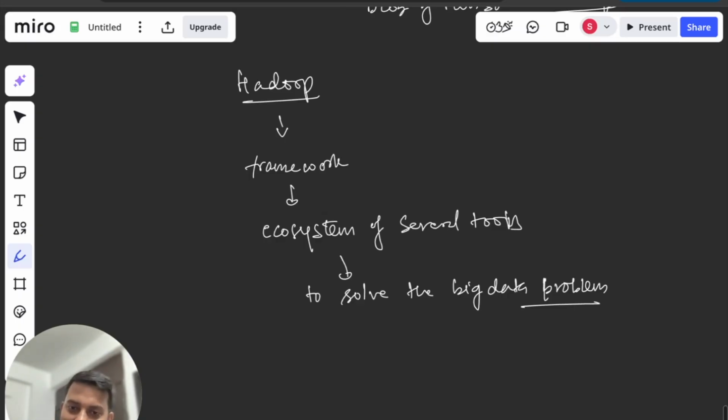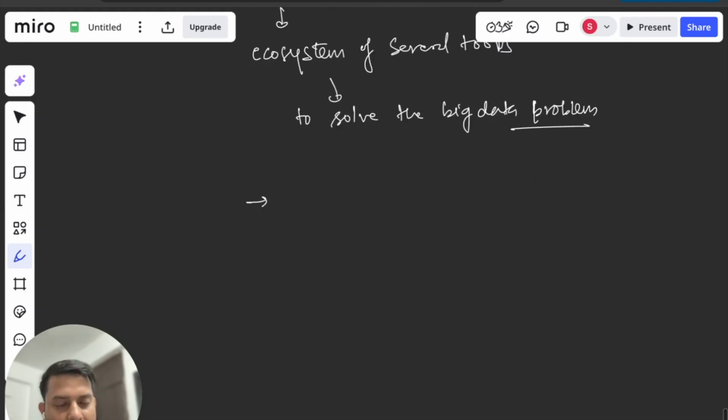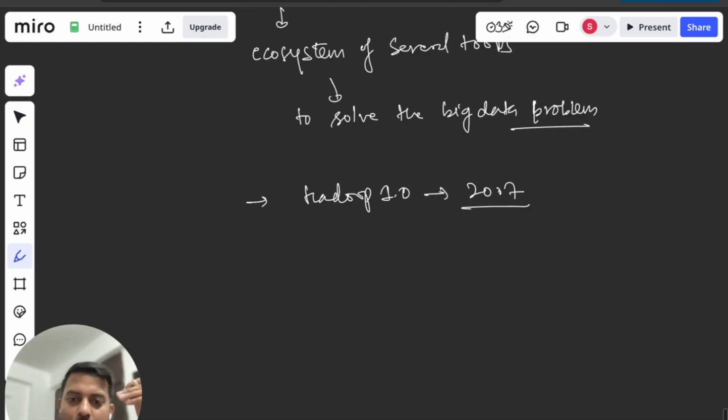Before PySpark, people were using Hadoop completely. I will tell you why we have moved to PySpark. Let's see the evolution of Hadoop first. We had Hadoop 1.0 in 2007, and the next version came in 2012, and now we are using the current version, Hadoop 3.0.